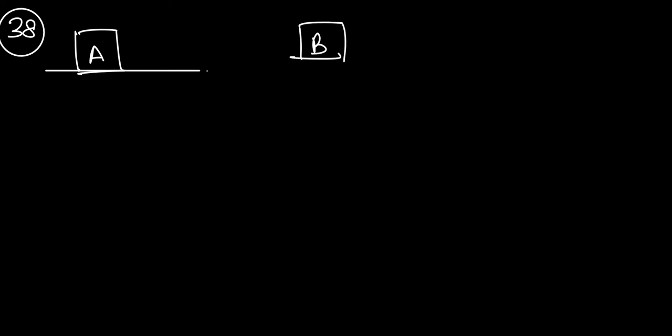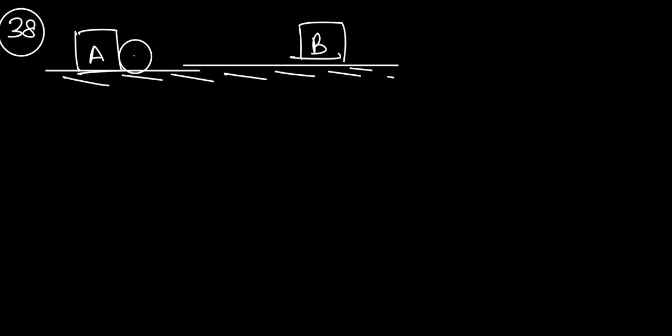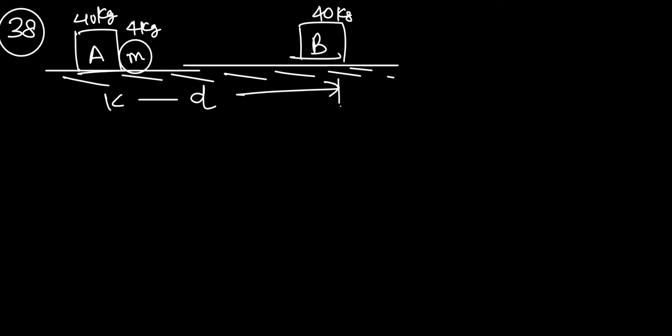Okay, so let me take A as a block like that and B as a block like that. So there are two friends, they are sitting on a frictionless floor and A having a ball of mass m. So this is 40 kg, this is 4 kg, and this is 40 kg. A and B are d meter apart. He is saying that the ball has a fixed speed of 5 meter per second on the platform.